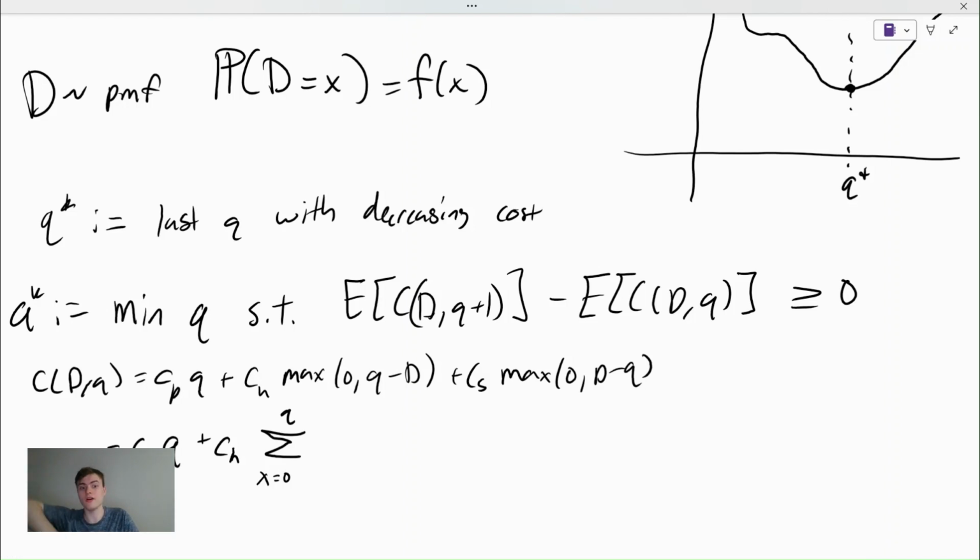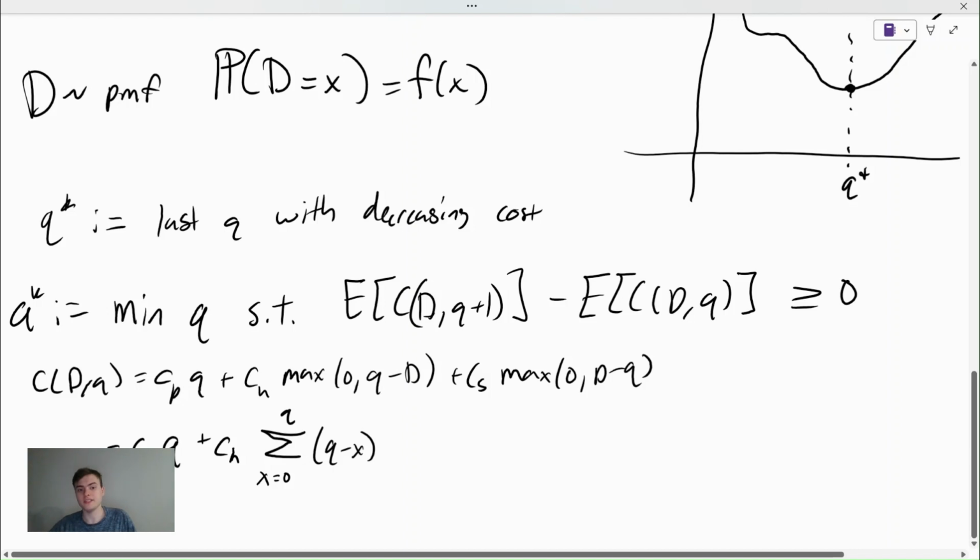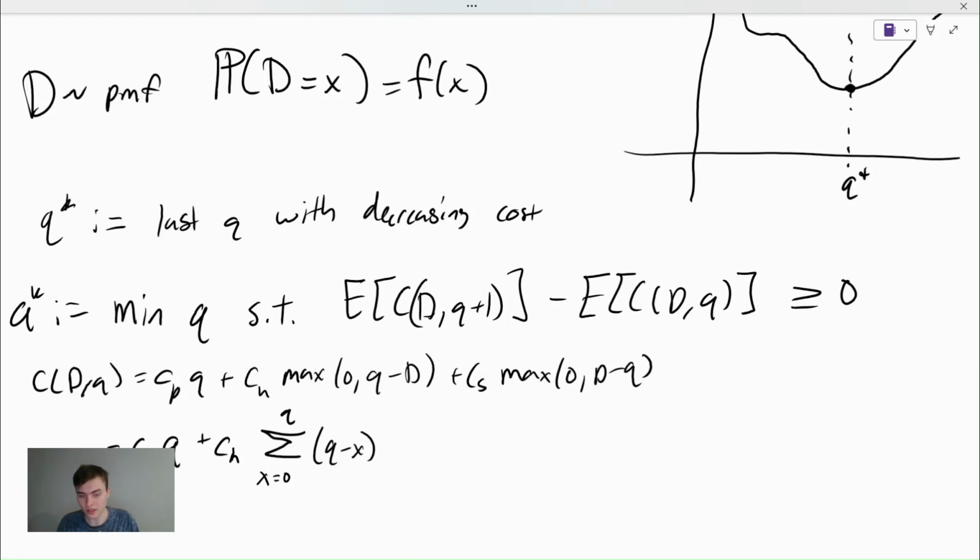So that covers all the X that are less than Q. We're going to incur, what is the number that is going to be overstocked? It's not X, it's Q minus X, right? Q minus D. And now X is our specific value for a random variable D, right? So Q minus D is the number overstocked, and then we want to multiply it by that probability, f of x.